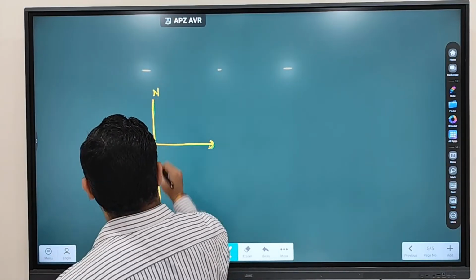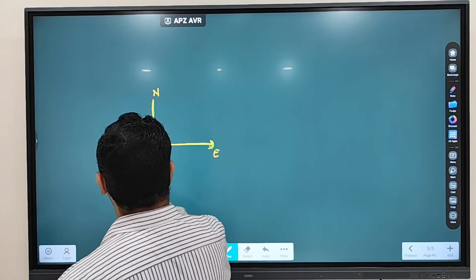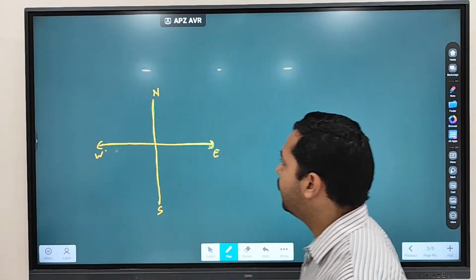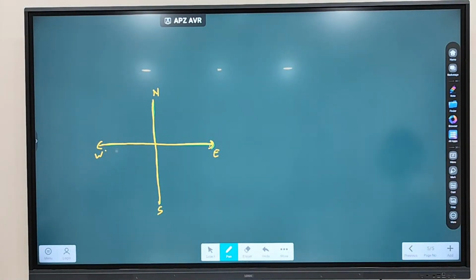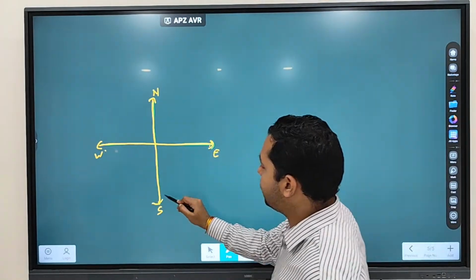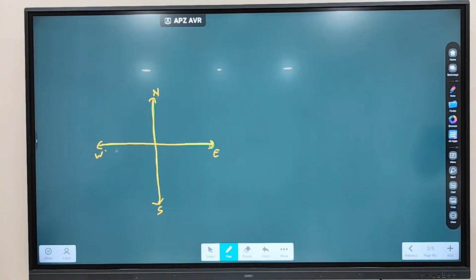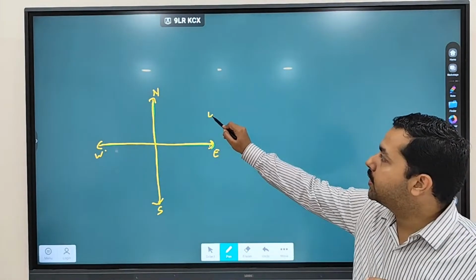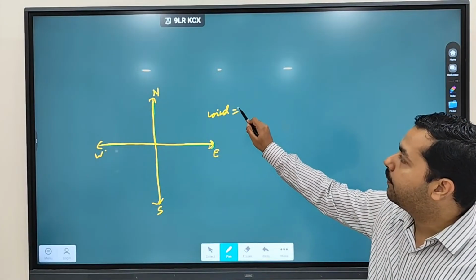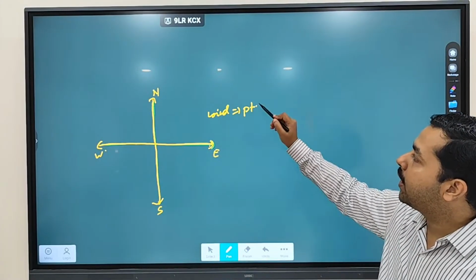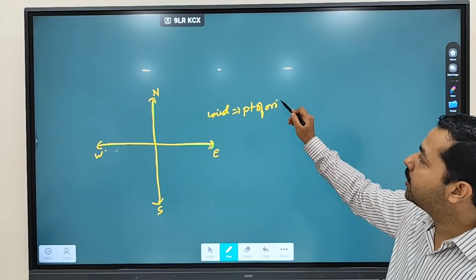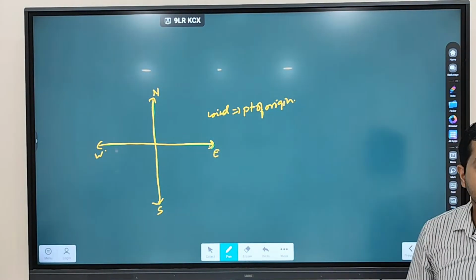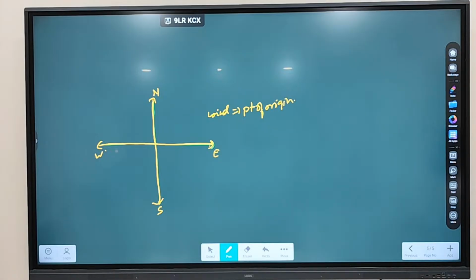This is north, this is south, this is your east, and this is your west. So these are your directions that you are finding: north, south, east, and west. Winds are always named after their point of origin. This is a nomenclature we use. From where they are originating, that is the name given to the wind.